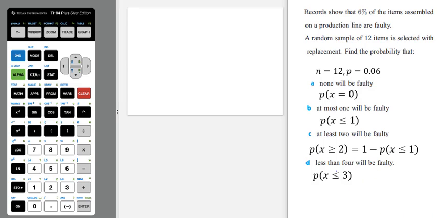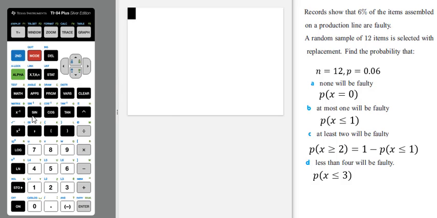According to the given information, we know this will be a binomial distribution because the possible outcomes will be two types. One is faulty, the other is not faulty. Then we already figure out n equals 12 and p equals 0.06. Then we go to the graphing calculator.